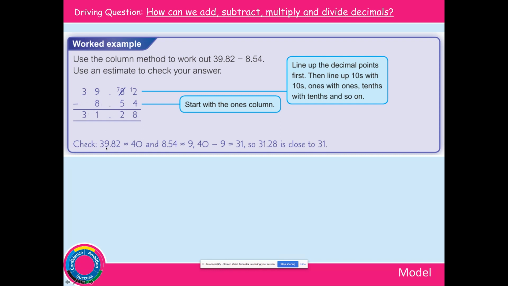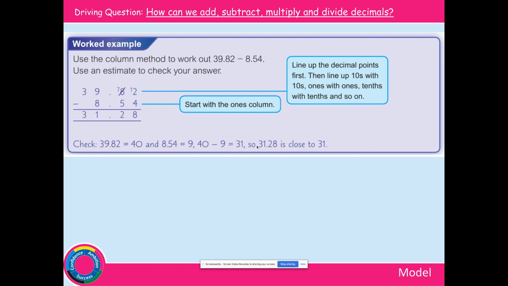So if we check this out, 39.82 is approximately 40. 8.54 is approximately 9. So 40 subtract 9 is 31. 31.28 is pretty close to 31. So we can guess we're okay.